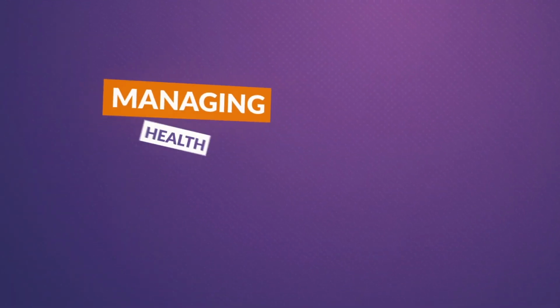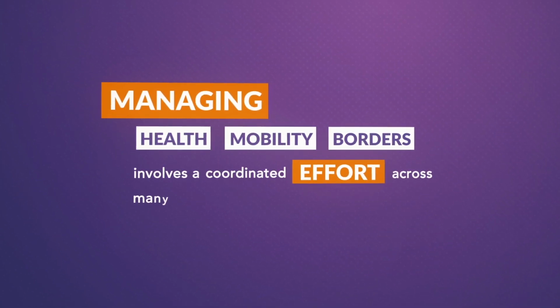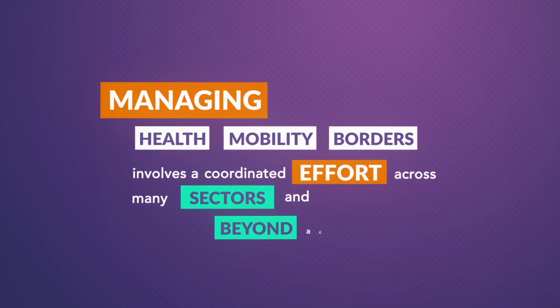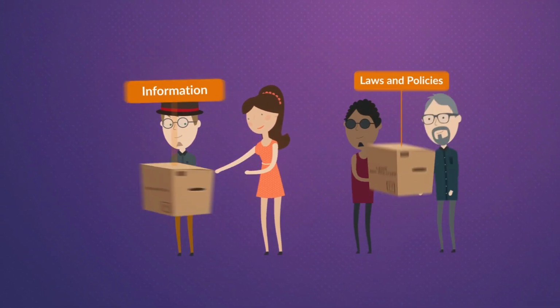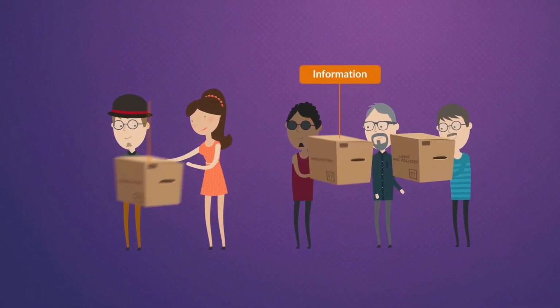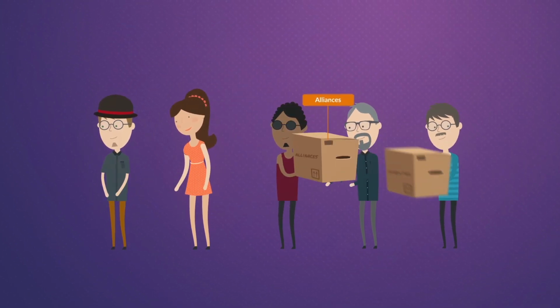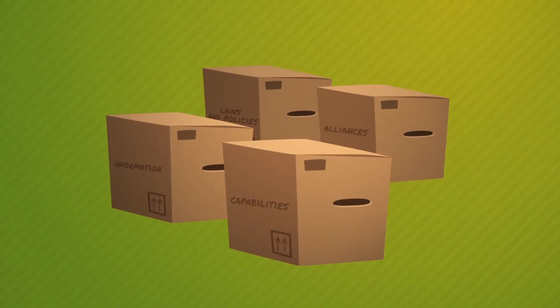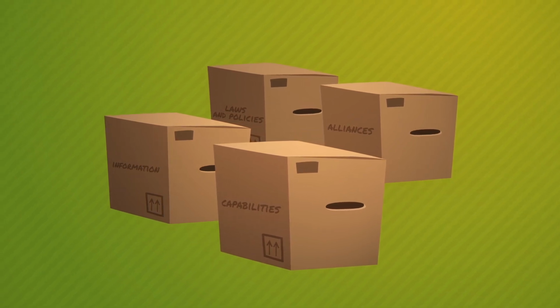Therefore, managing health, mobility, and borders involves a coordinated effort across many sectors and beyond a country's border. An articulated response focused on areas of vulnerability is needed, allowing the development of laws and policies, better data management, strengthening of local capacities, and improvement of networking and communication between countries, institutions, and partners.